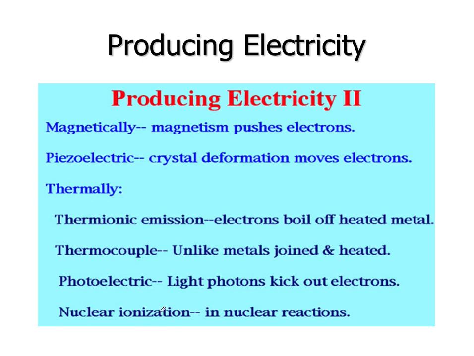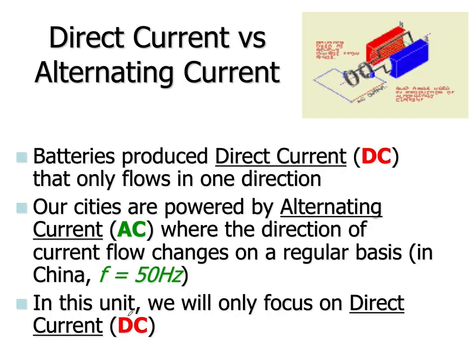And then nuclear ionization also doesn't quite fit underneath that. In nuclear reactions, you can have beta particles flying off, or alpha particles. Those are charged particles, and since they're in motion, you can transfer charge from one point to another.